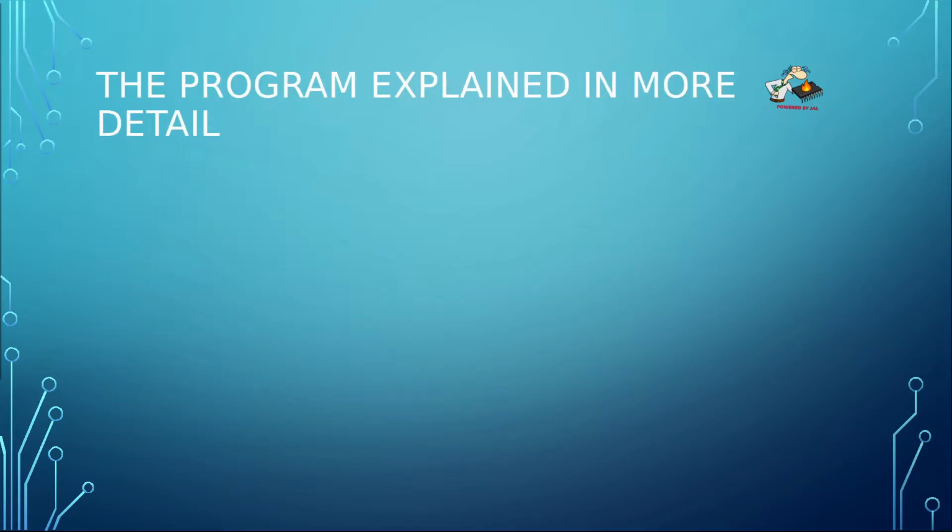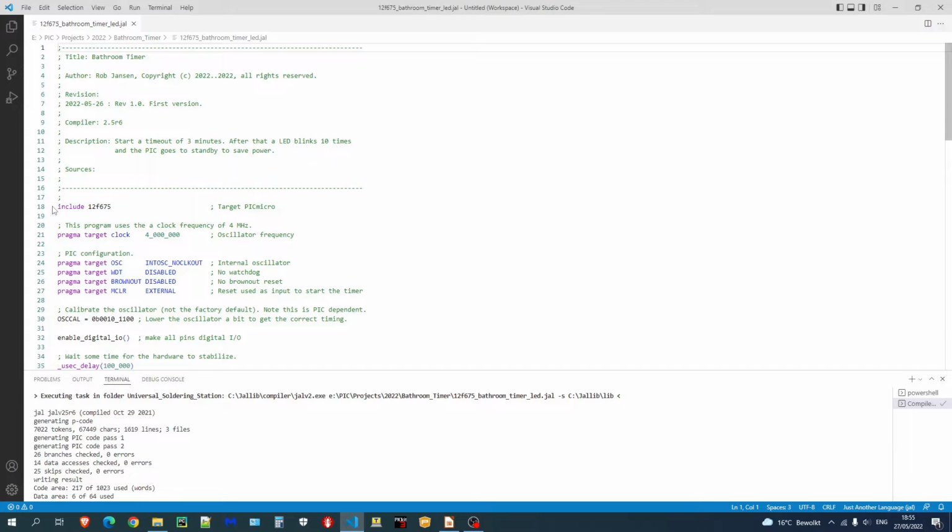So let's look at the program in more detail, and we do this via a live demo. So this is the JAL program. It starts by including the correct device file. As I mentioned before, there are a lot of PIC microcontrollers, so you need for each PIC microcontroller a different device file. Then you need to tell the compiler which target clock is used, because it needs that for the delay it will calculate.